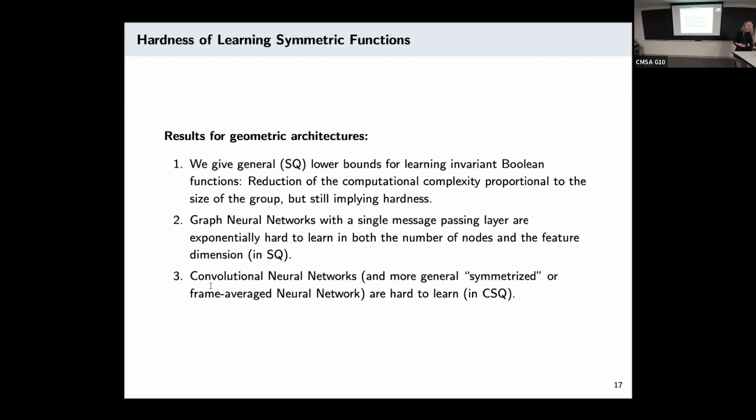So looking at the symmetrized version of that, learning invariant Boolean functions is a simple entry point to trying to understand how some of these classical tools from complexity theory could apply in the geometric setting. But then more interesting, of course, is to study actual geometric architectures, or architectures that are representative of what people actually use in practice. And here a prime example, of course, are graph neural networks, right?